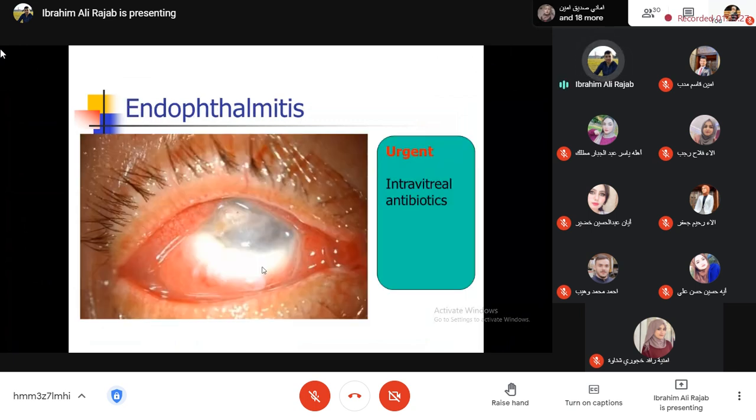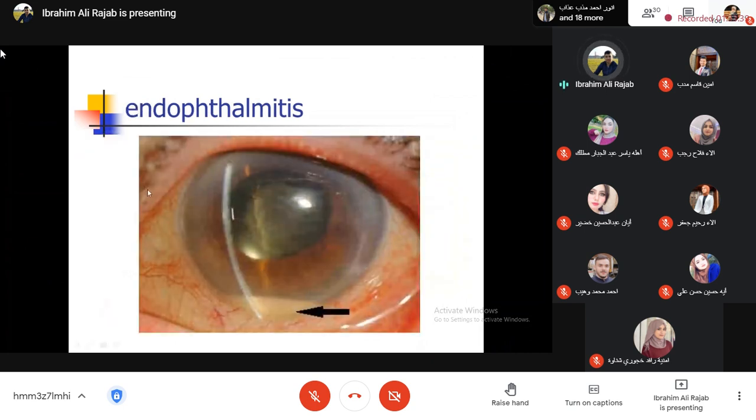زين، هذا endophthalmitis which is severe, causing corneal melting. We treat the patient with intravitreal antibiotic or vitrectomy. Intravitreal antibiotic means we inject antibiotic inside the vitreous. How do we inject? We measure 4 millimeters from the limbus.